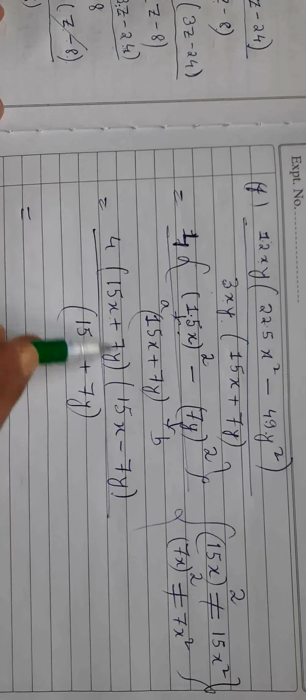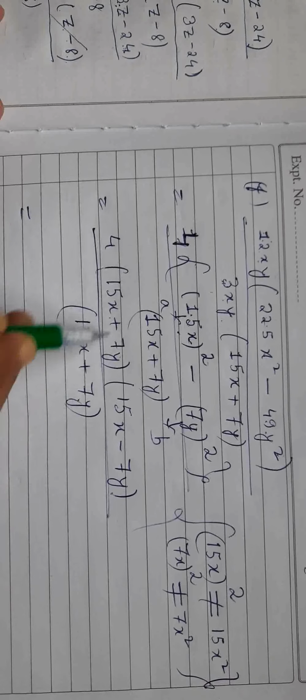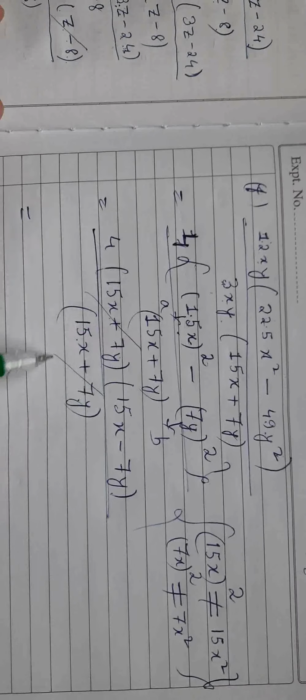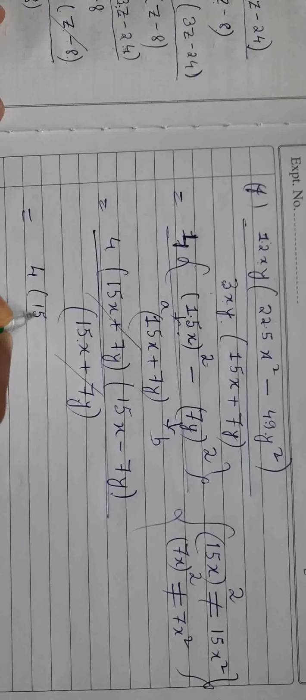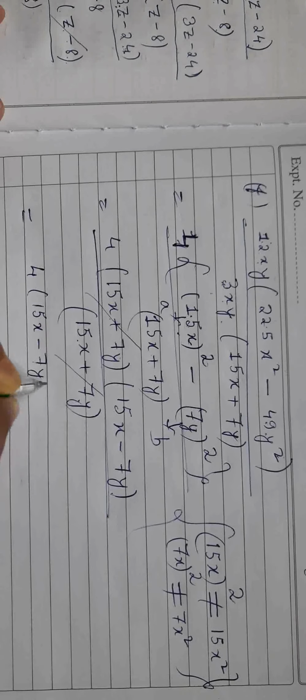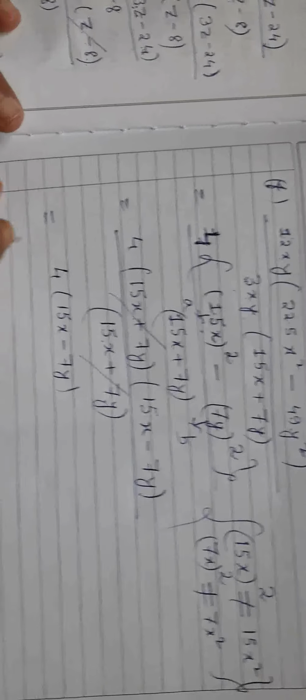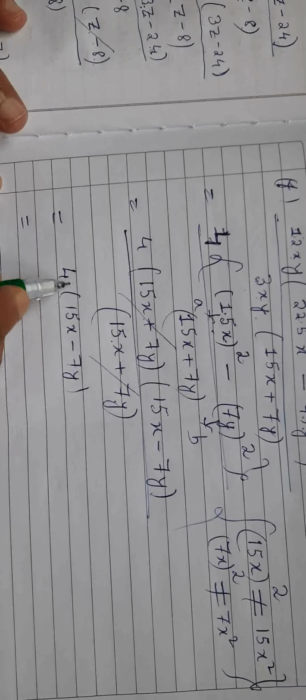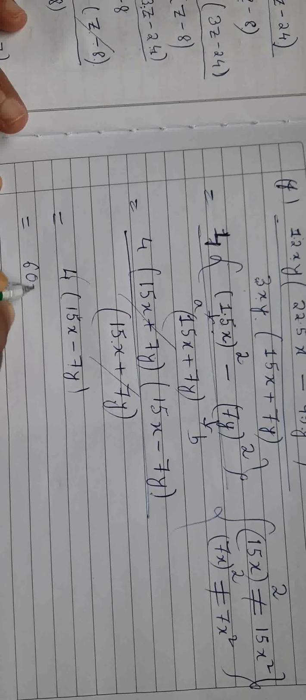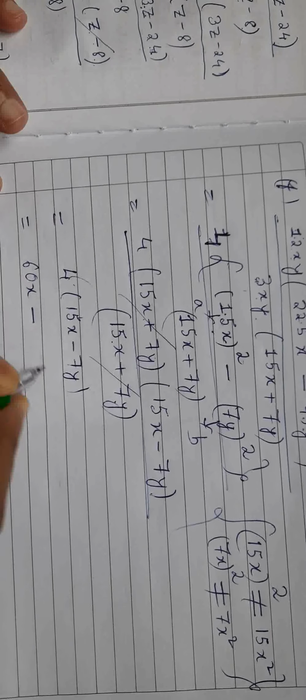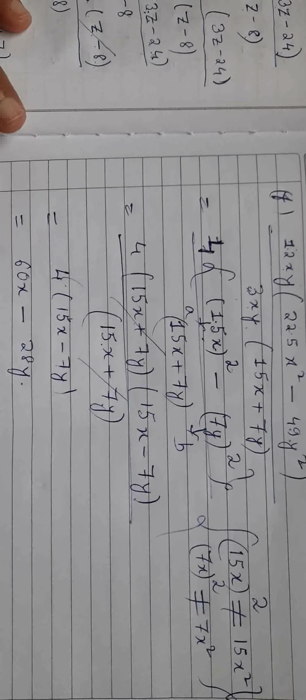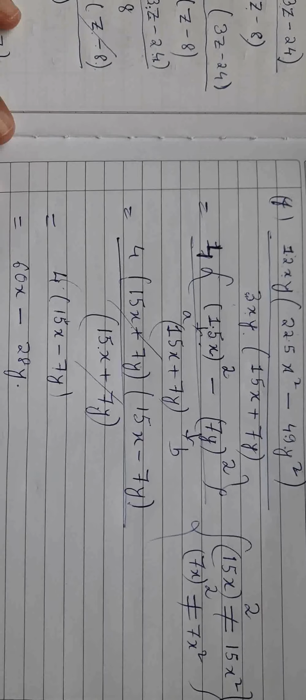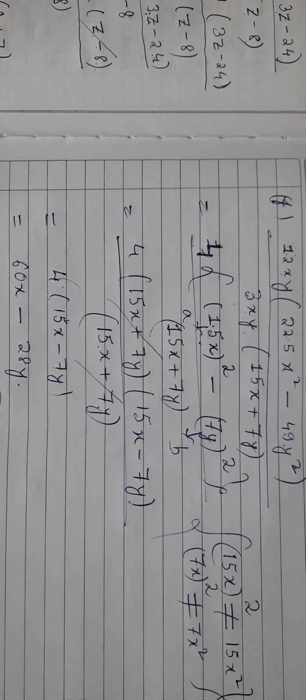So this 15x plus 7y and this 15x plus 7y can be cancelled. So we are left with 4 into (15x minus 7y), which if we further multiply, 4 into 15 is 60x, 4 into 7 is 28y. So this will be our final answer, 60x minus 28y.